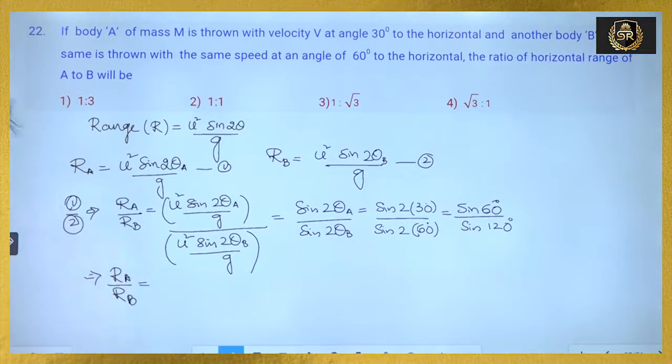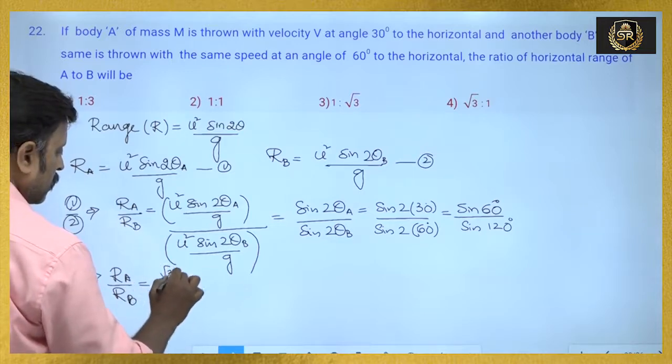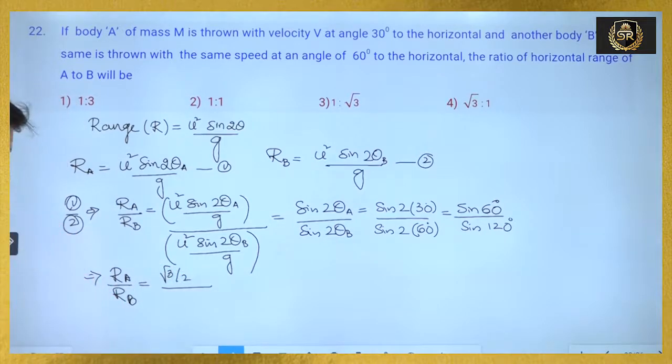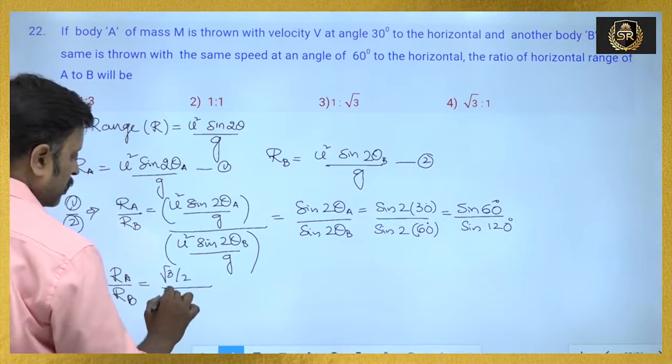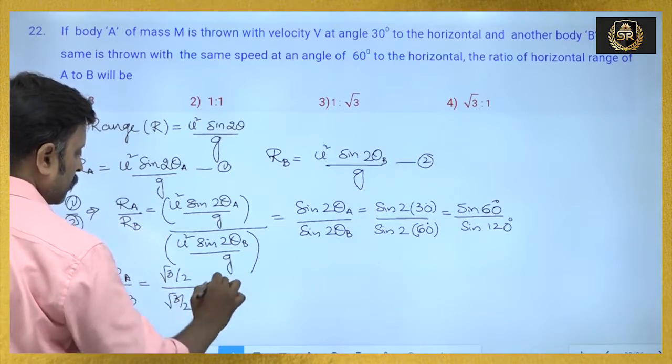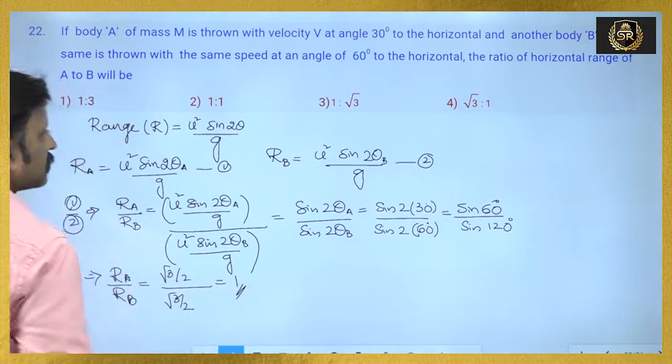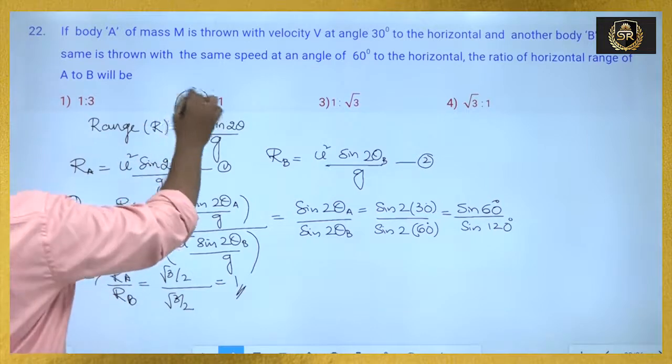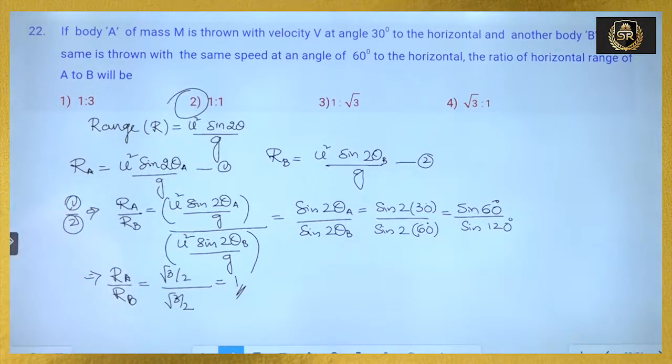So range of A by range of B, how much is it? Sin 60 is root 3 by 2, and sin 120 is also root 3 by 2. So the required ratio is 1. What is the correct option? 1:1 is the correct option, right?